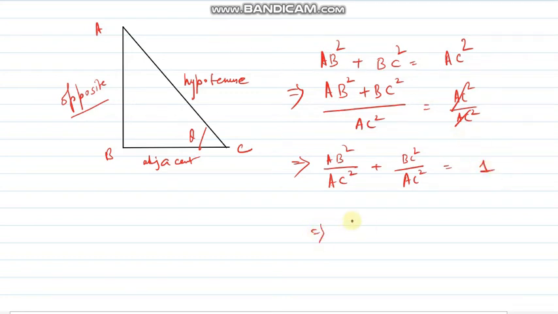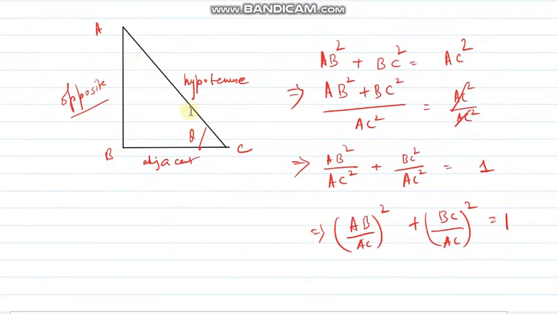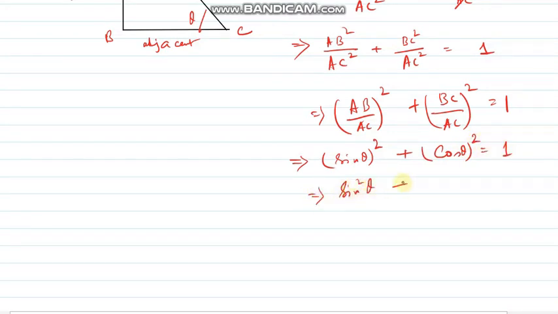So now AB divided by AC whole square plus BC divided by AC whole square equals 1. What is AB divided by AC from this triangle? Opposite divided by hypotenuse, that is sin theta, right? So we can write sin theta whole square plus cos theta whole square equals 1. Hence sin square theta plus cos square theta equals 1. That's the first identity I have to remember.